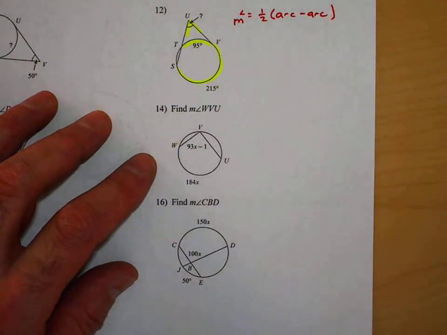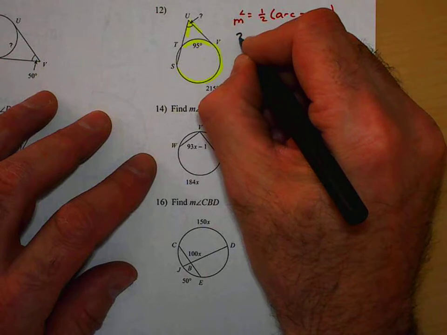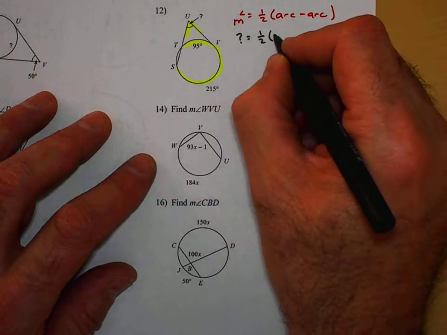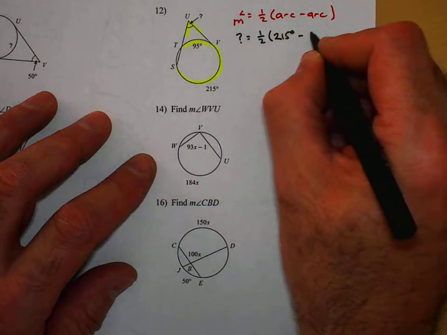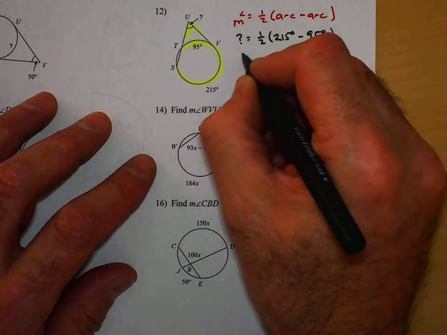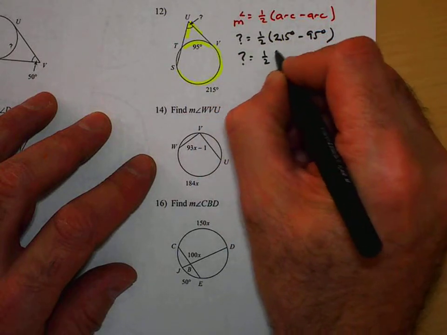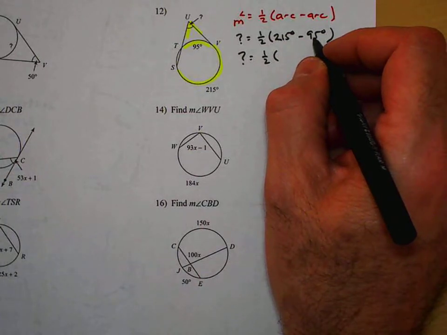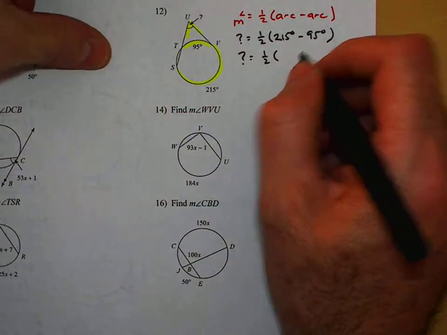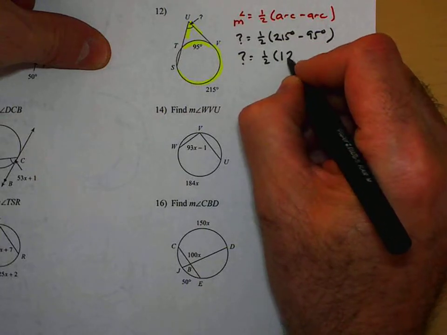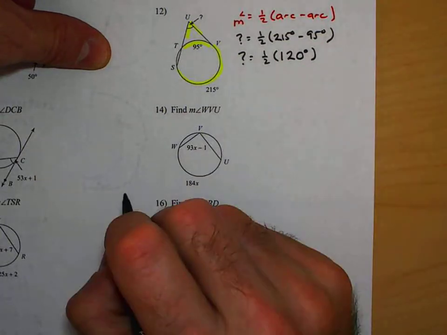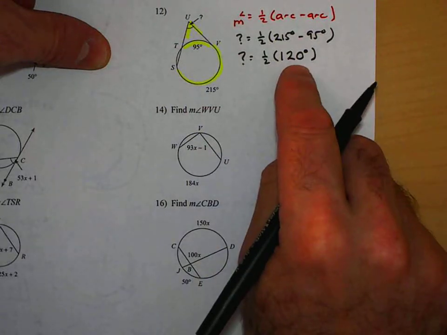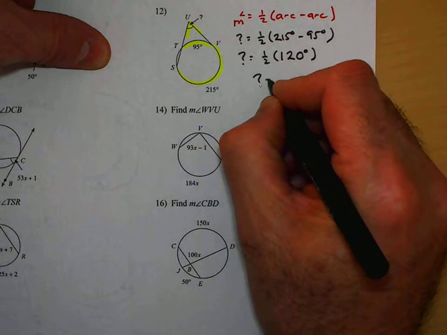When we plug this in, we get question mark is the angle. Arc, the bigger arc, we always put first. 215 degrees minus the 95 degrees. That means the question mark equals half of 215 minus 95, which would be 120. So 120, half of 120, the question mark would be equal to 60 degrees.